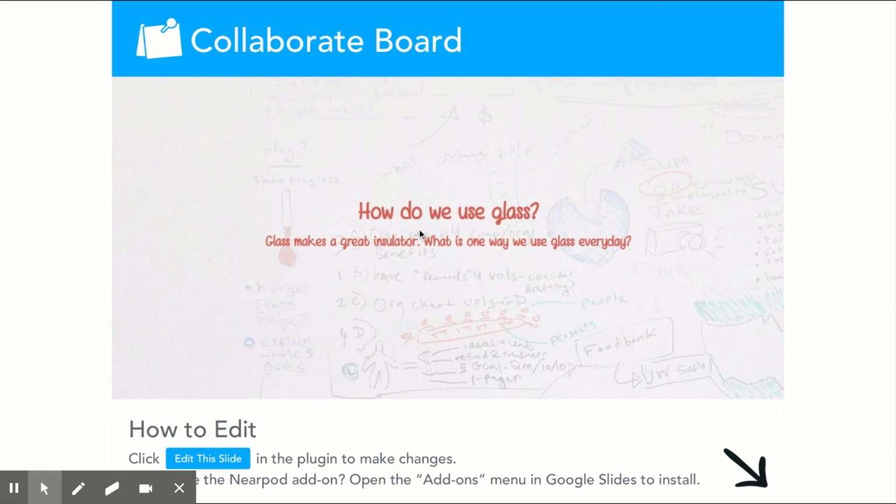Okay? And for your "out" for today, at the bottom left, I want you to answer this question: how do we use glass? Glass makes a great insulator, and what is one way we use glass every day?